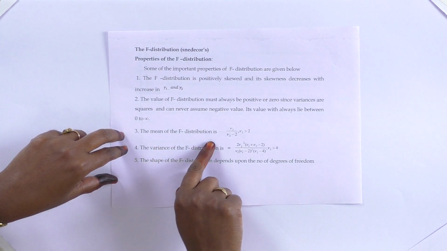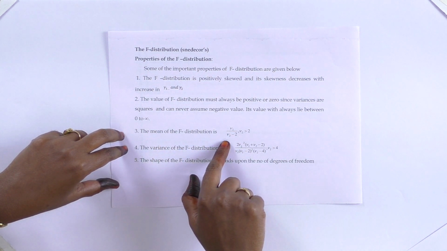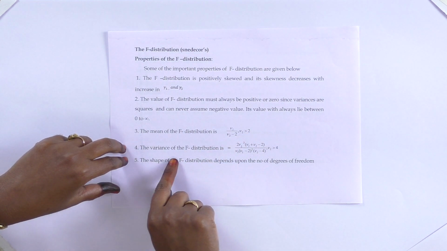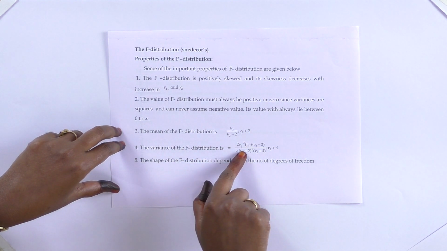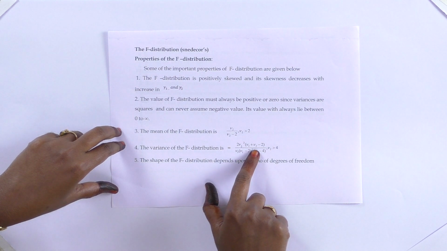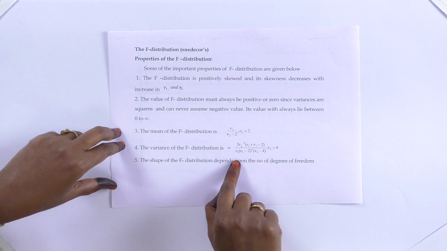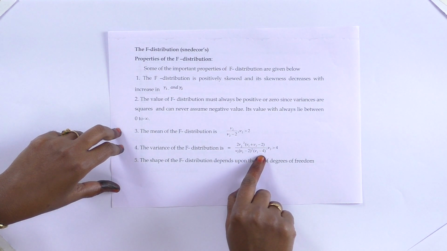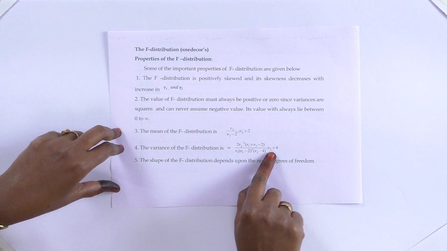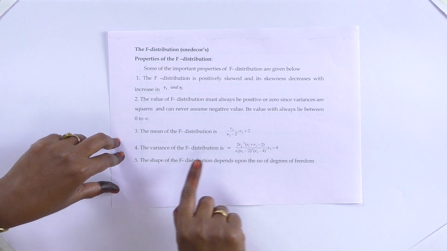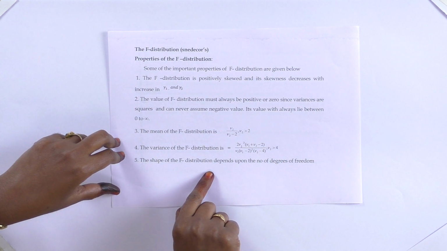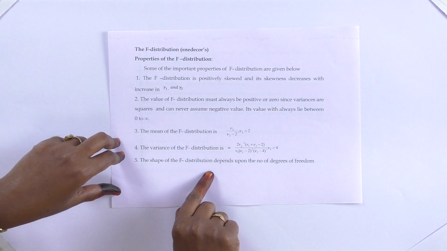The mean of the F distribution is mu2 divided by mu2 minus 2, where mu2 is greater than 2. The variance of the F distribution is 2 mu2 square times (mu1 plus mu2 minus 2) divided by mu1 times (mu2 minus 2) the whole square times (mu2 minus 4), where mu2 is greater than 4. The shape of the F distribution always depends on the number of degrees of freedom.